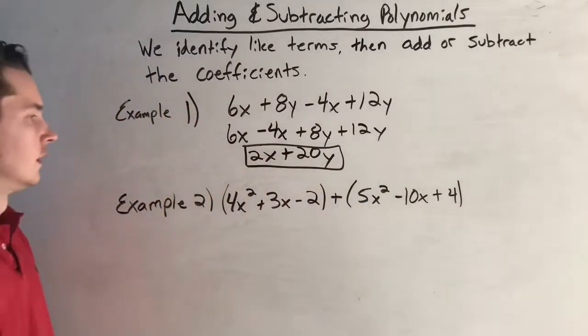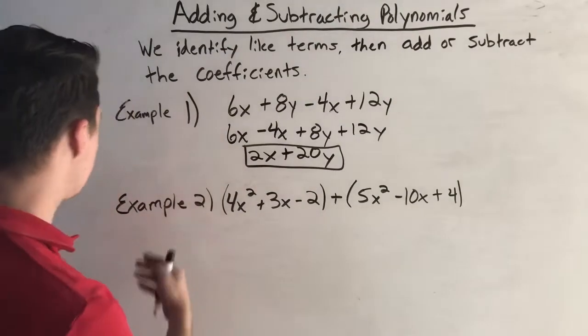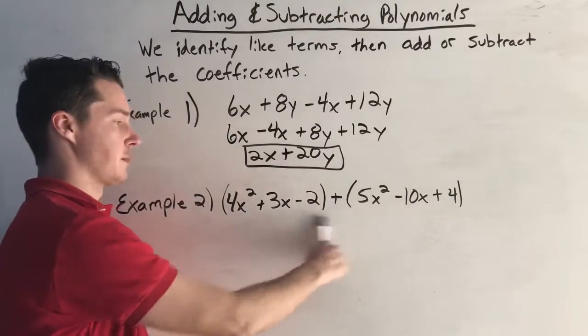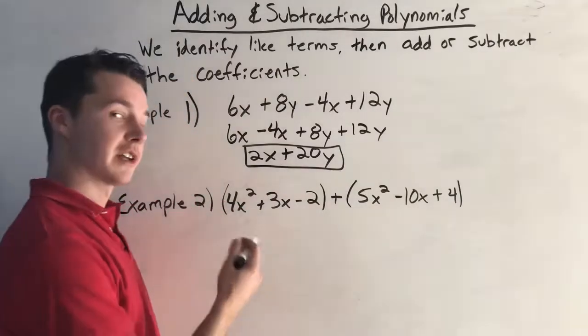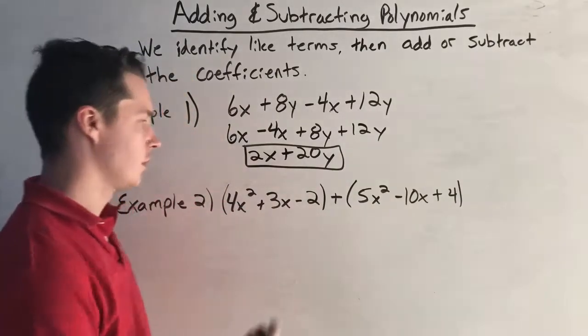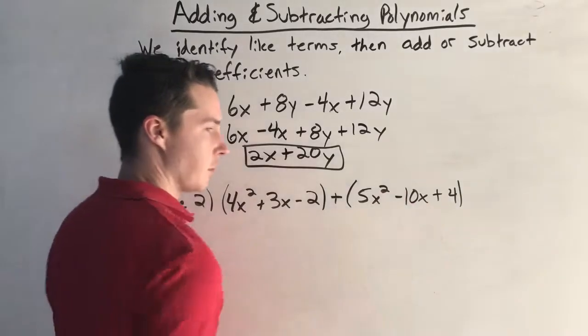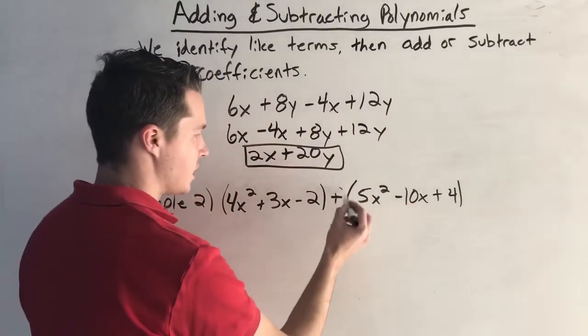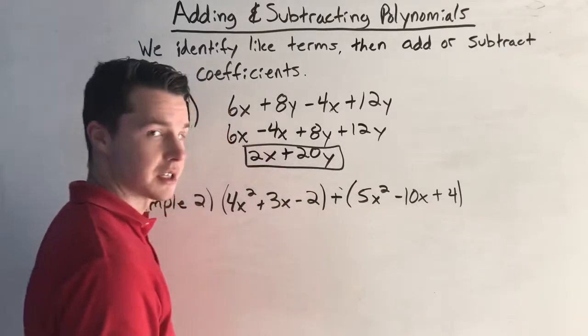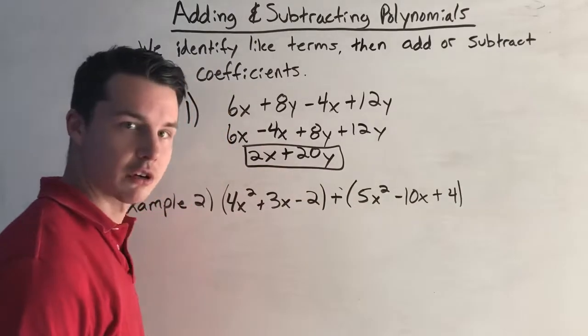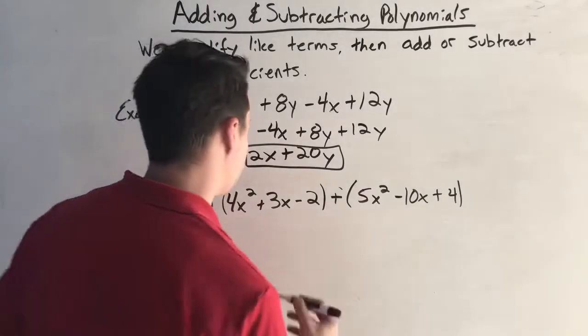All right, let's look at our second example. Our second example, we have this polynomial plus that polynomial, or binomial. So 4x squared plus 3x minus 2 plus 5x squared minus 10x plus 4. So we look at this addition sign. Had that been a negative, we would have to distribute that, but because it's not, we can just add and subtract straight across. So let's combine those like terms together and rewrite.